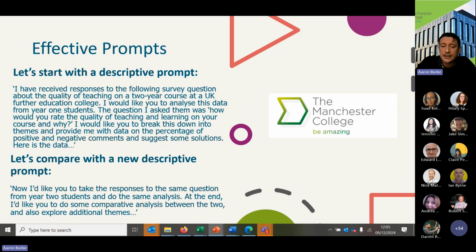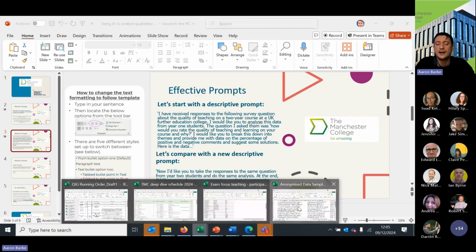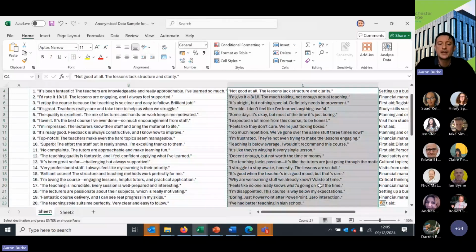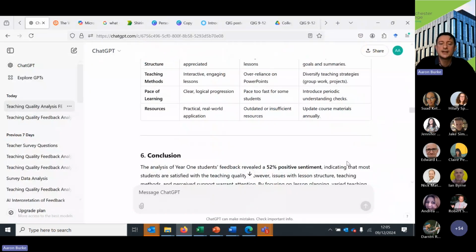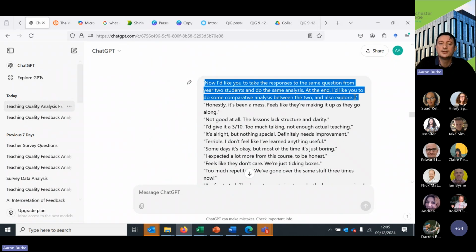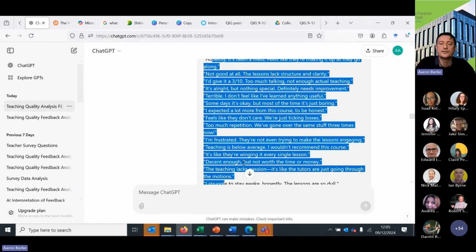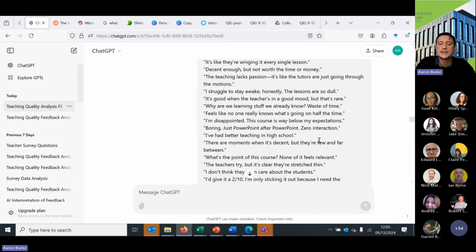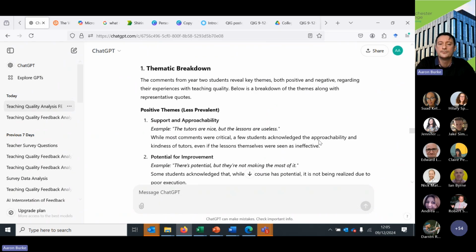But at the end, I'd like you to do some comparative analysis between the two and also explore some additional themes. So we're going to go back to our data set. We're going to copy and paste this back into Chat GPT, and let's see what we get this time. So here you can see the prompt, followed by all of our feedback from our students. So let's see what the differences are between the two.